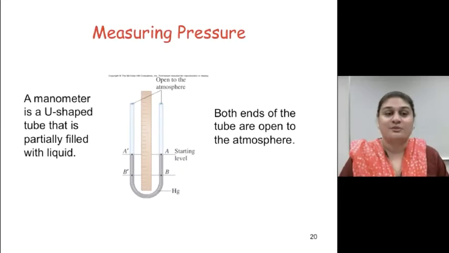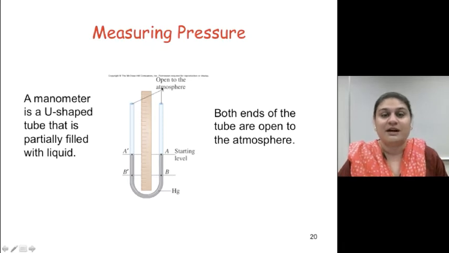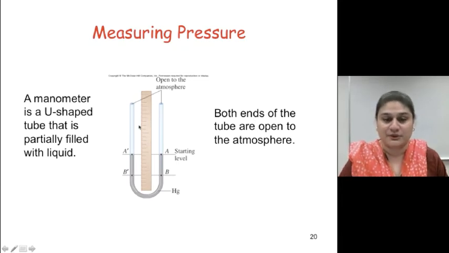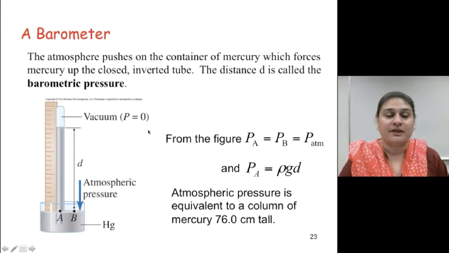So in order to measure pressure, we use a device called a manometer, which is a U-shaped tube that is partially filled with liquid and open to the atmosphere at the top. Both ends are left open in order to measure what the atmosphere is going to be doing. A barometer is an instrument used to measure the atmospheric pressure.